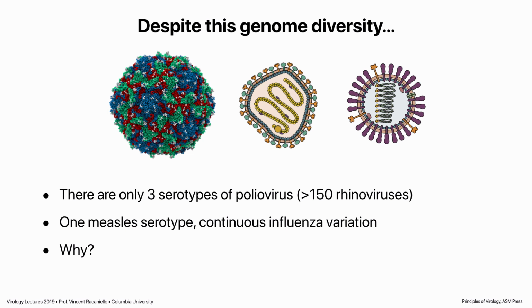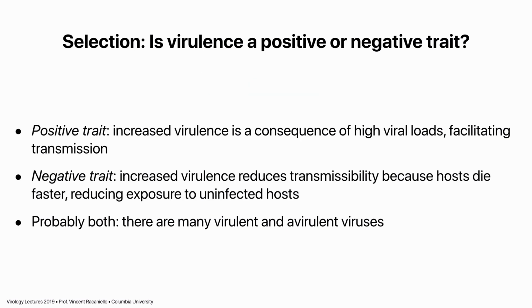So we don't know the answer to that, but it's a very striking observation that some viruses vary against the immune response quite a bit. That's what we're talking about here, and others very little. Here's another example of selection that I want to tell you about, and this involves virulence. This is a question I'm very interested in, and the question is, is virulence a positive or negative selection force?